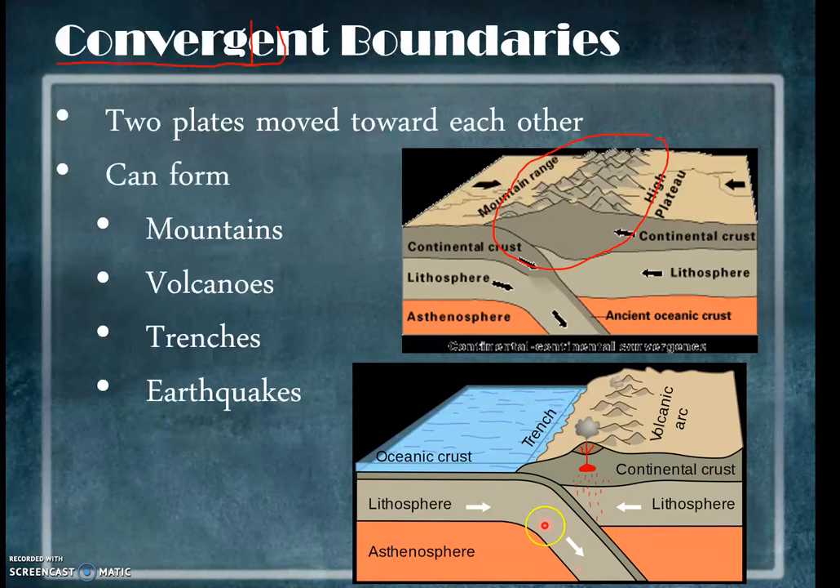First, the plate can melt right here, and that melted magma rises and forms a volcano. A trench forms right here because, as you can see, this little V shape forms as one plate plunges under the other, pulling it with it. And finally, as these two plates grind against each other, it can form earthquakes. So these are examples of what can happen when two plates come together or towards each other, which is a convergent boundary.